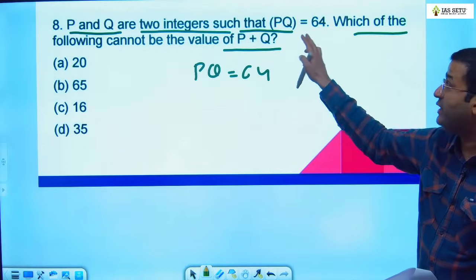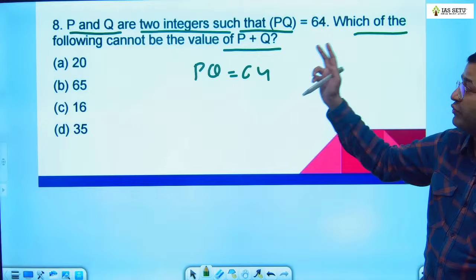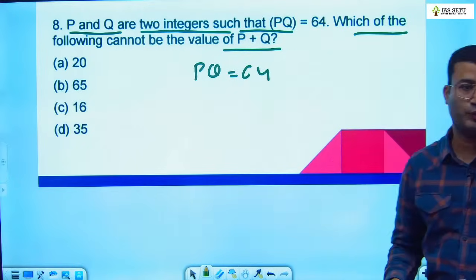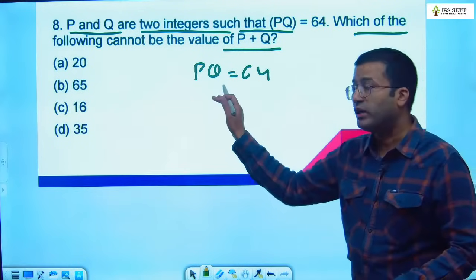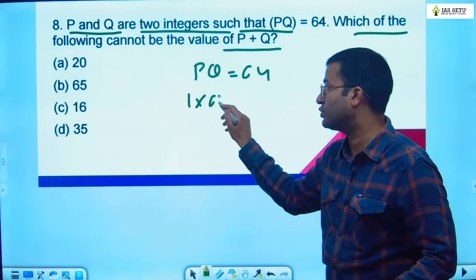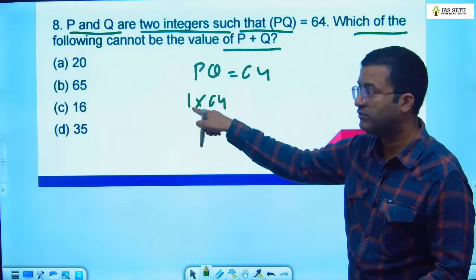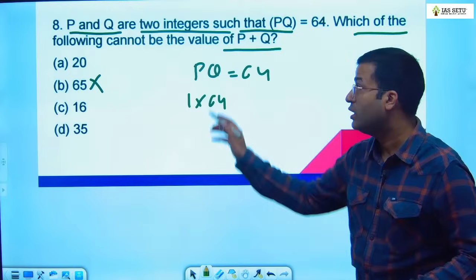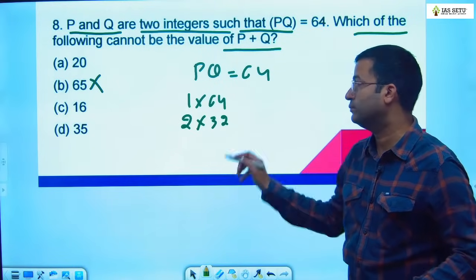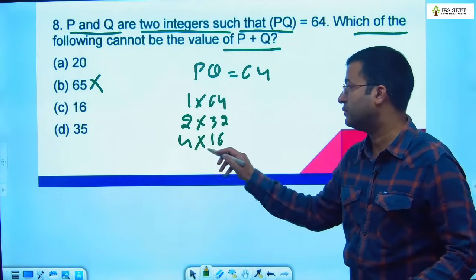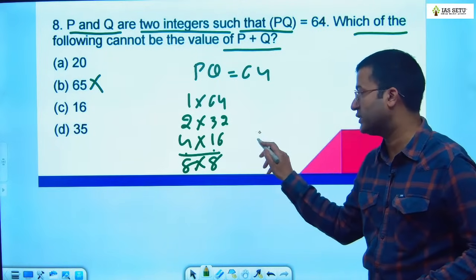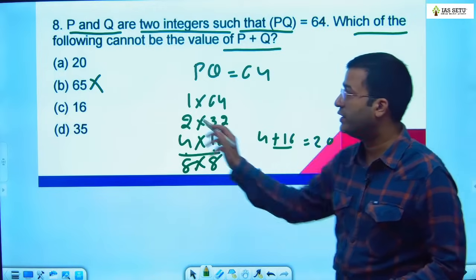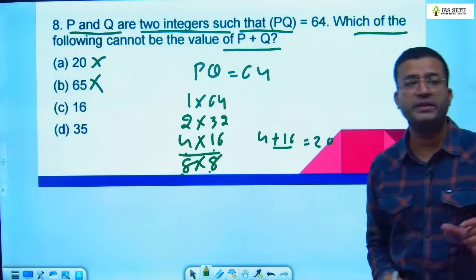See here, P into Q is 64. Which of the following cannot be the value of P plus Q? What is the concept behind this question? Factors. What are the possible values of P and Q? 1 into 64. So it means 64 plus 1, 65 is possible. Second possibility is 2 into 32, 4 into 16, 8 into 8. When 4 and 16 possible, what is 4 plus 16? 20. So 20 possible. When 8 and 8, P is 8, Q is 8.